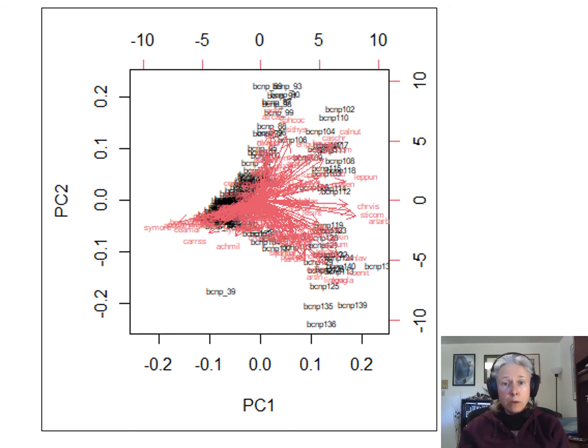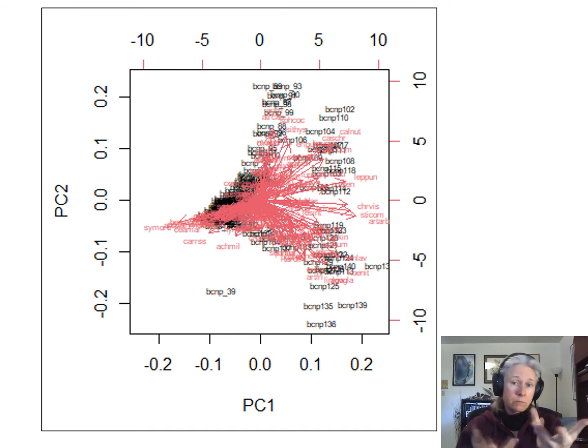Notice also how most of the arrows point to the right, meaning that they are positively associated with PC1. There are a few species that are negatively associated. If you look at the vertical axis and look at which arrows have a positive slope versus a negative slope, you can see that there are about as many positive associations as there are negative ones with PC2.